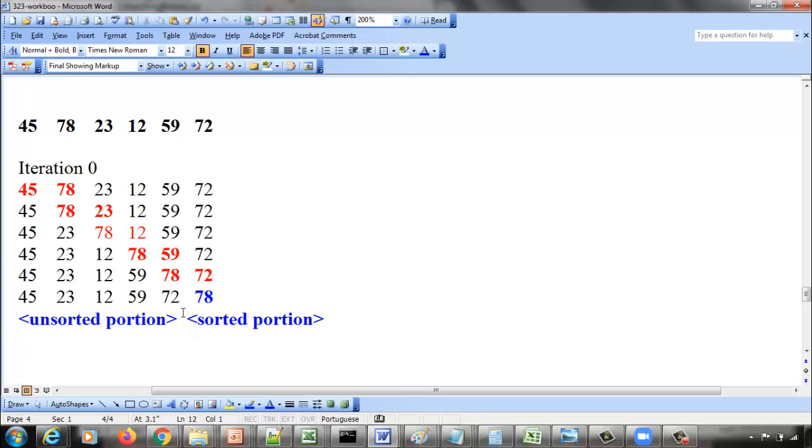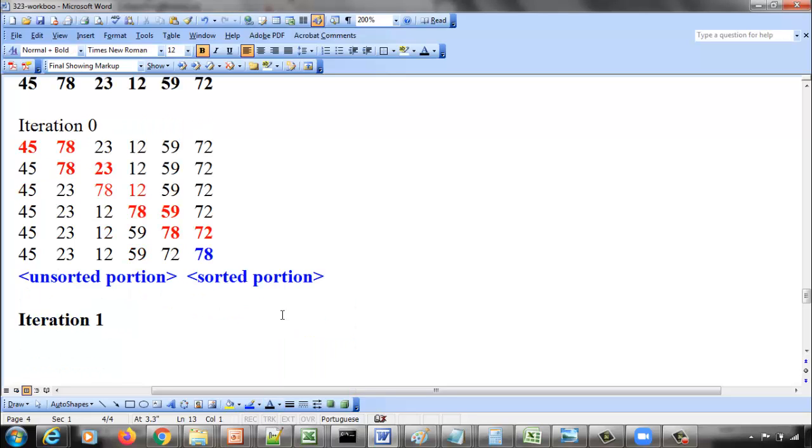So we repeat this process in subsequent iterations. In iteration 1, we repeat this process, but only for the unsorted portion. We don't touch the sorted portion. So we take this array and go through the same process, but do all the pairwise comparisons only in the unsorted portion. That means we'll start with comparing 45 and 23, and 45 is greater than 23, so we have to swap them.